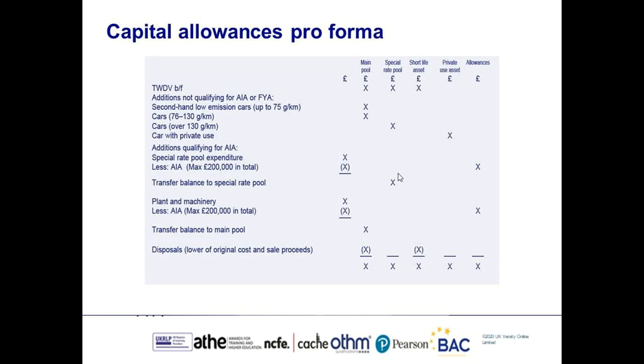AIA is called annual investment allowance. You're investing in assets, so we need to go through the rules. If it's plant and machinery, the maximum is 200,000.